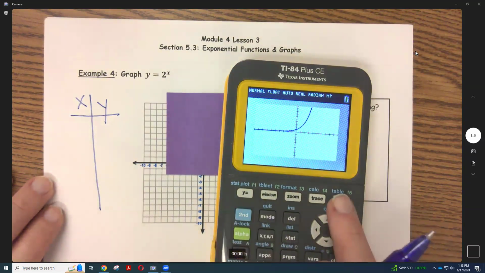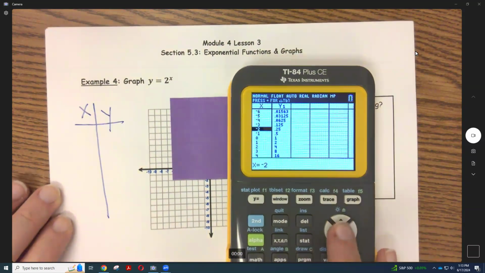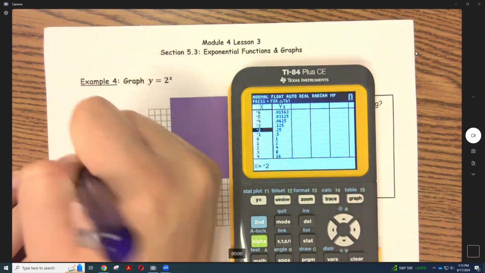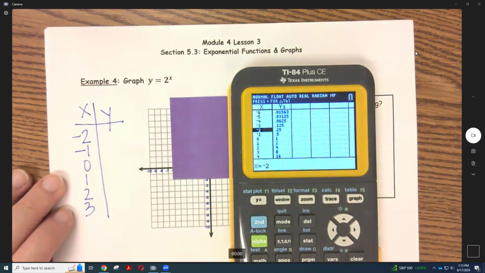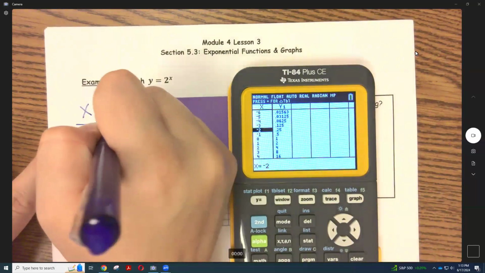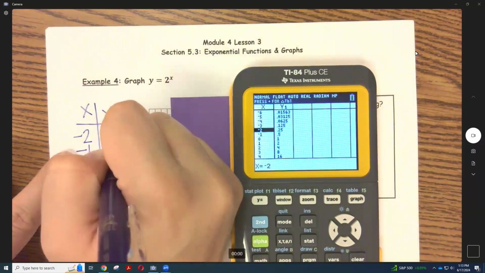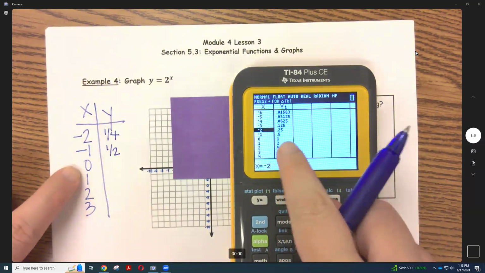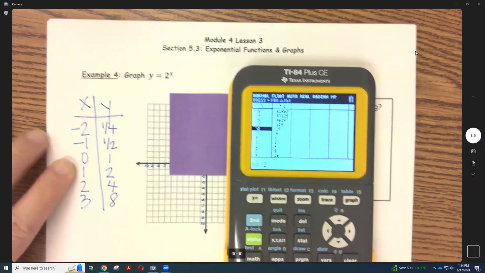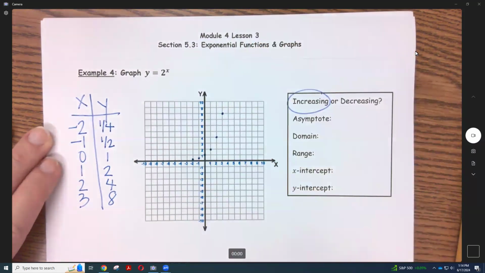But let's get some values. If I go to the table, second graph, I can get some values. I'm going to start right here at -2 and go to 3. At -2, I have 0.25, so that's 1/4. At -1, I have 0.5, that's 1/2. And then we have 1, 2, 4, and 8. I went ahead and already plotted these, so pause your video and plot those.